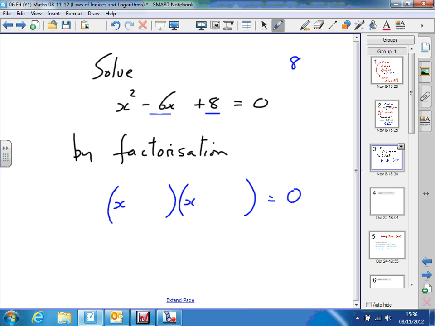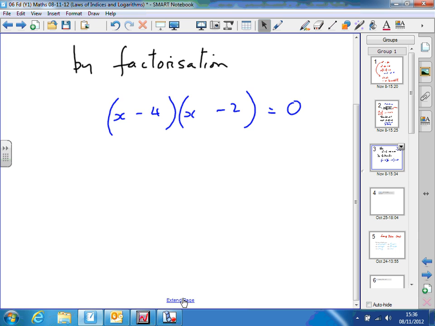8 times 1 is 8. 4 times 2 is 8. Those are the only combinations, okay? I could have positive 8 times positive 1 and positive 4 times positive 2 to get 8, or I could have -8 times -1 and -4 times -2, couldn't I? So those are all the combinations. Which one of those combinations adds up to give -6? -4 and -2. So -4, -2 goes inside the brackets. Okay?